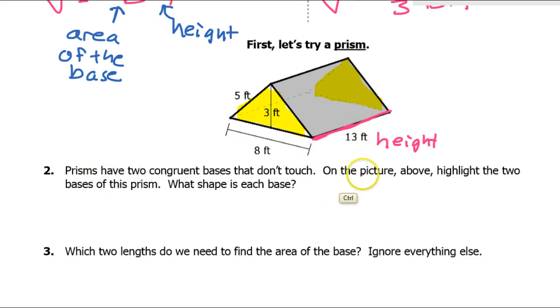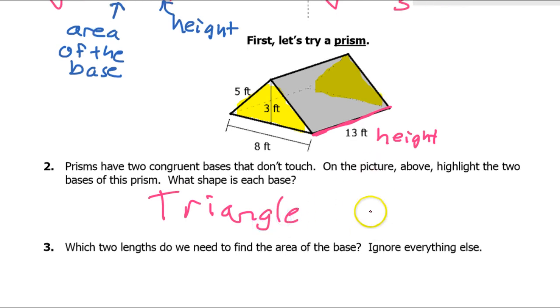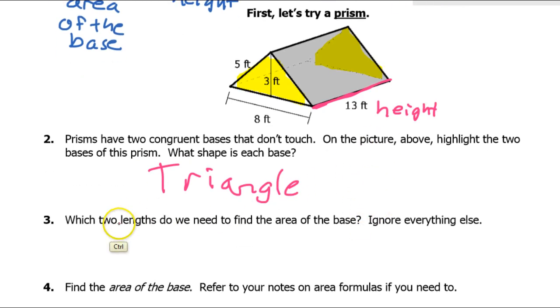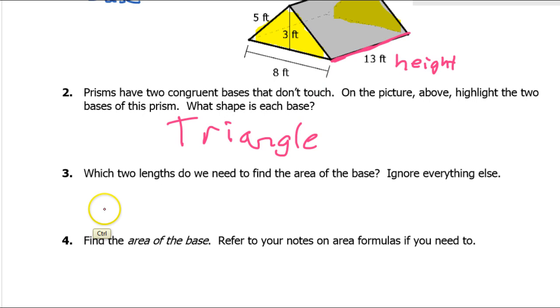Okay, anyway, two congruent bases that don't touch. Highlight the two bases. Oh, look, I did that. What shape is each base? A triangle. Which two lengths do we need to find the area of the base? Ignore everything else. For a triangle, it's 1/2 base times height, meaning the base of the triangle itself.